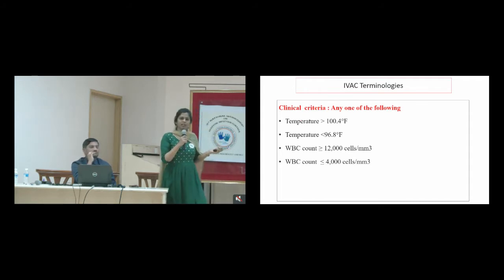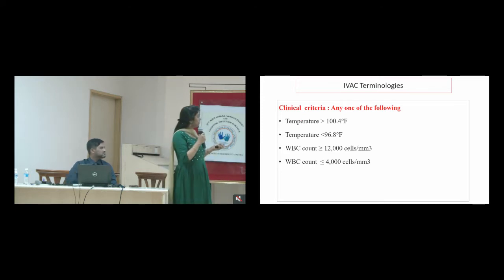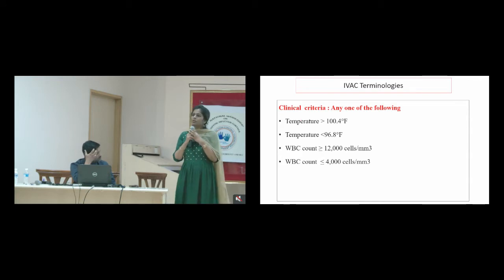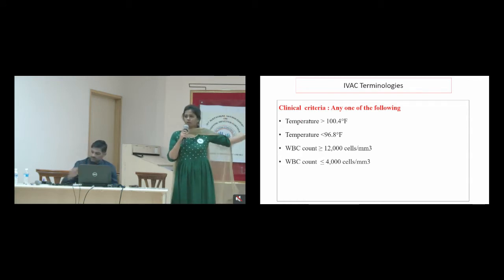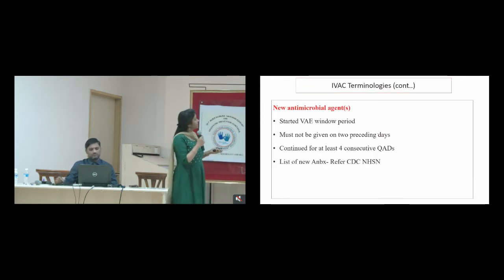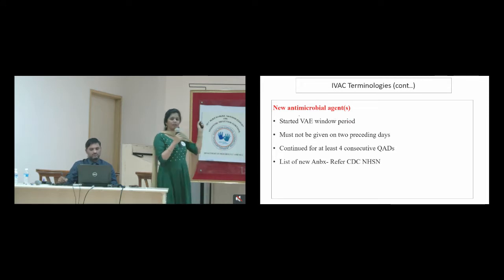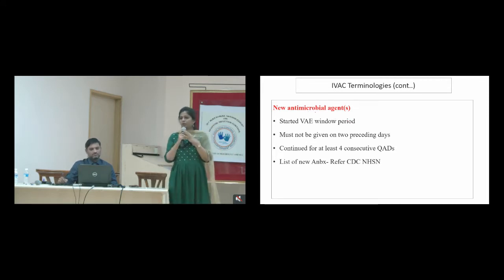So what is the clinical criteria? Temperature more than 100.4 recorded, or less than 96.8, or WBC count more than or equal to 12,000 or less than or equal to 4,000. So if any one of these is fulfilled, this one criterion for IVAC is fulfilled. Next is again one more challenging definition, that is new antimicrobial days.